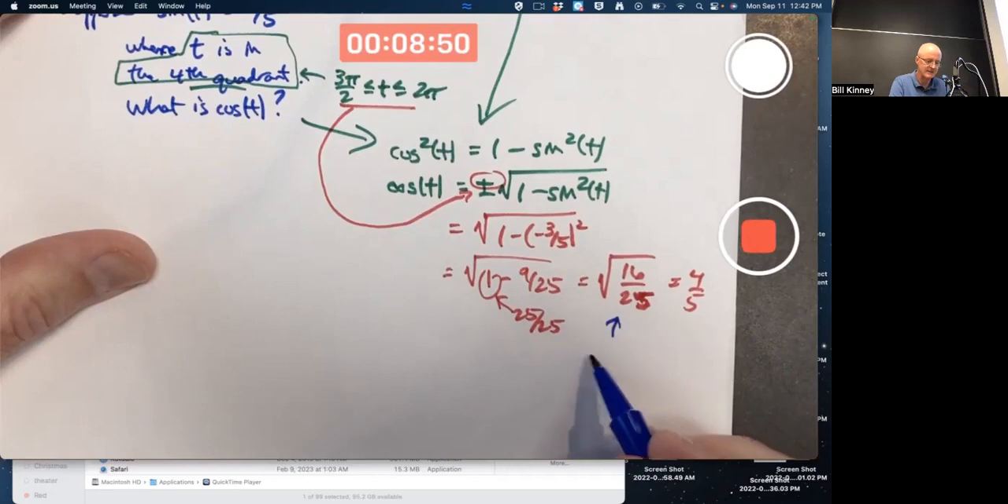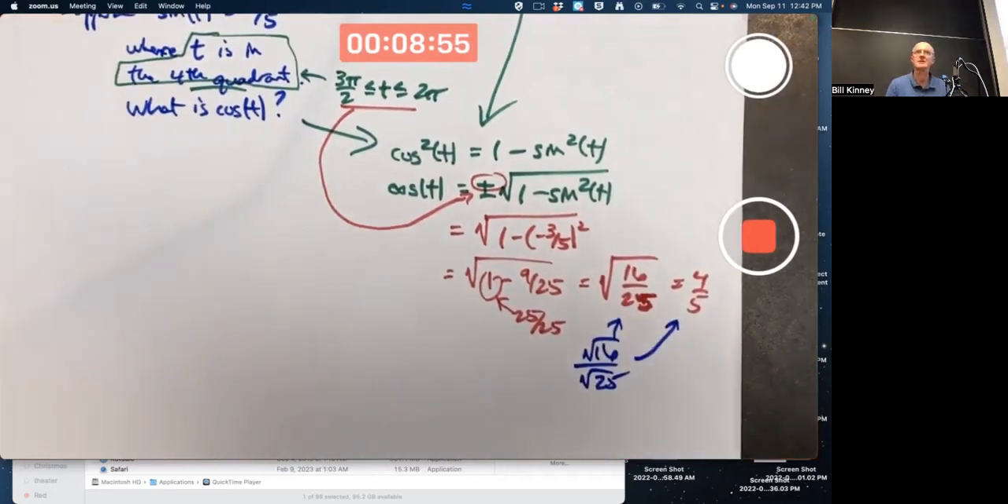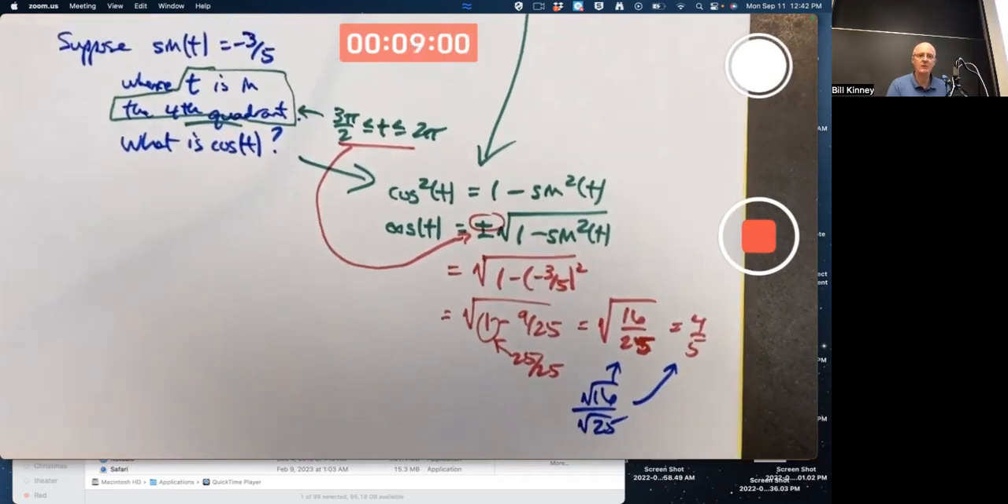And by the way, in case you didn't know it, the square root of a fraction like this is the same as the square root of the top divided by the square root of the bottom, is another confirmation that it's 4/5. That's the best way to solve this problem.